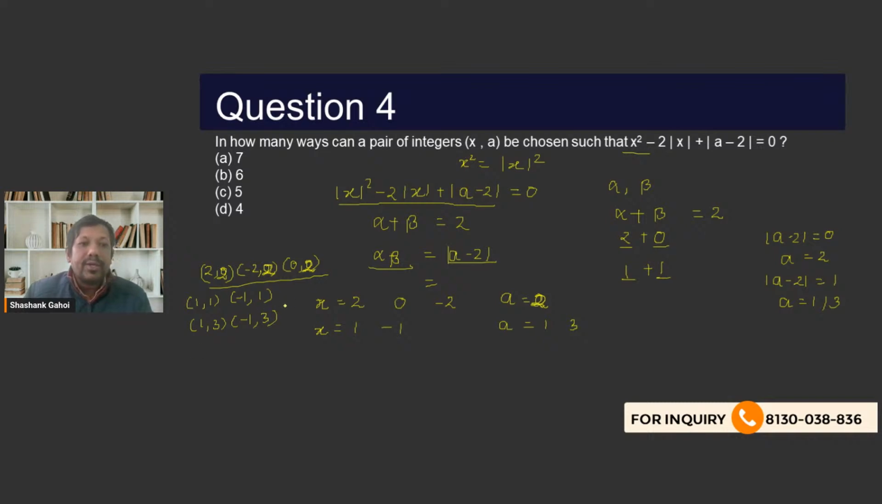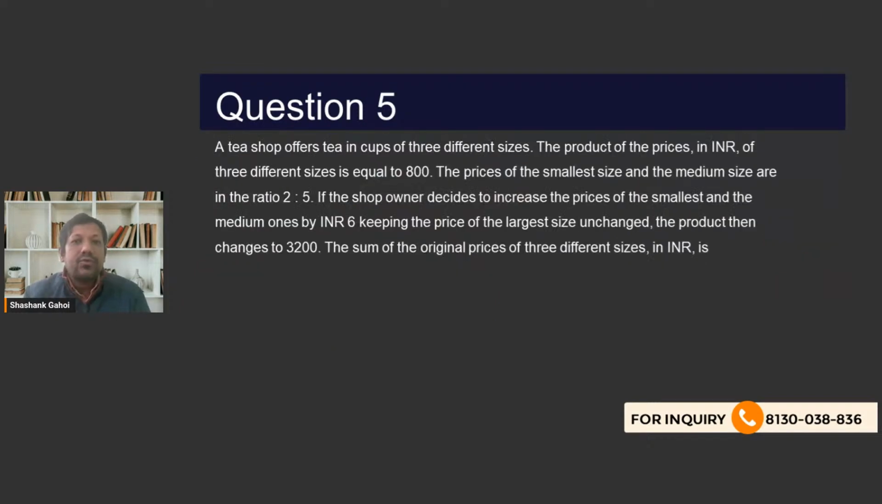So how many total pairs are we going to get? 1, 2, 3, 4, 5, 6, 7. So the answer of this question is going to be option A. We are going to get a total of 7 distinct pairs. Okay, now let's move on to the next one.